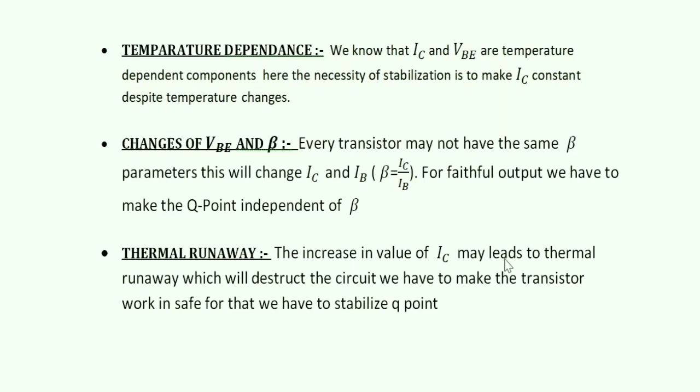Thermal runaway: with the increase in the value of IC, the transistor may be drained off and exhausted. To make the transistor run safely for the entire process, we have to stabilize the Q point. That means it must not shift into any one of the regions. The IC must be constant. That means it must not increase for every increase in temperature or decrease for every decrease in temperature. So we require stabilization.